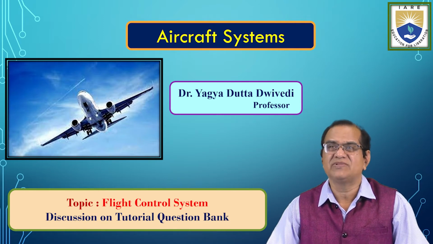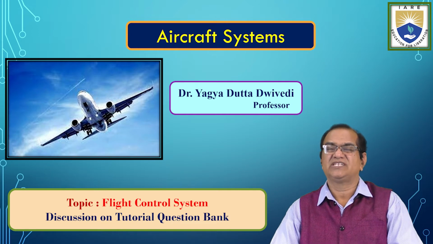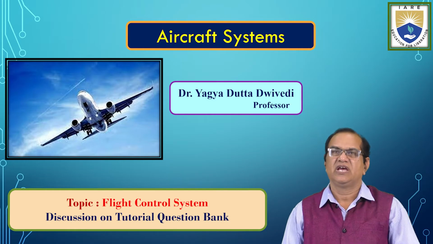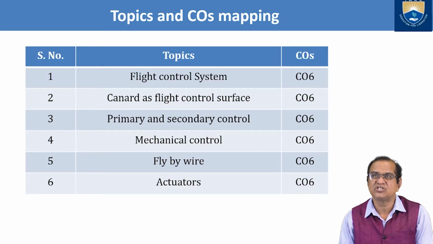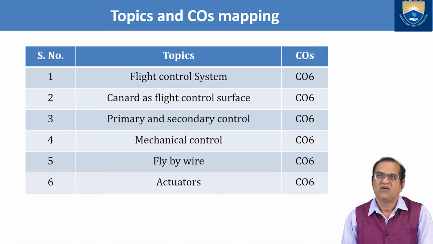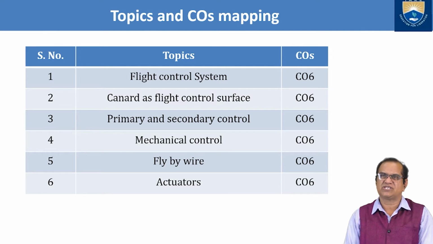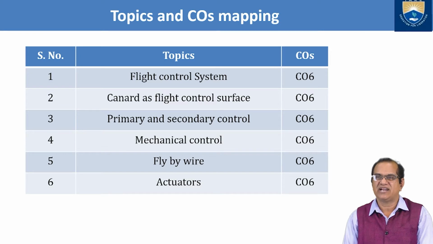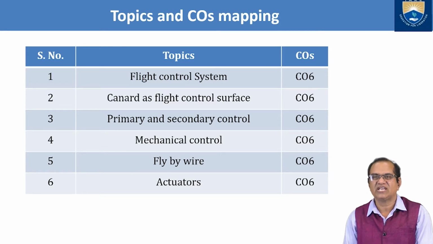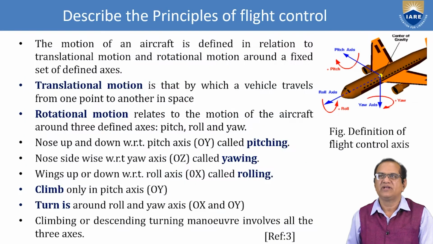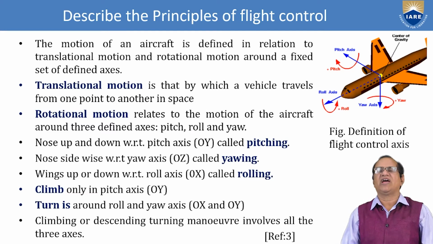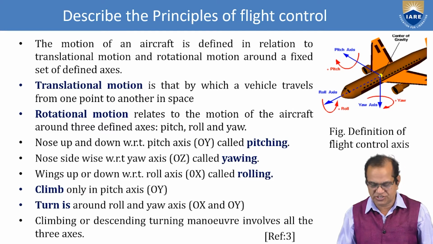Now, here I am in module 5, that is the flight control system. So, I will be discussing this. In this topic, the CO mapping of this flight control system is CO6: canard as flight control surfaces, primary and secondary controls, mechanical control, fly-by-wire, and the actuators are in this part. So here we can see, describe the principles of the flight control system.